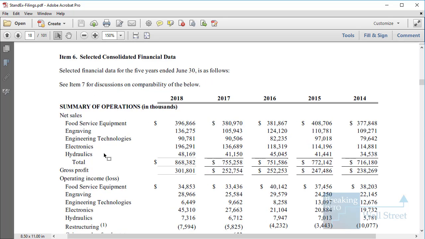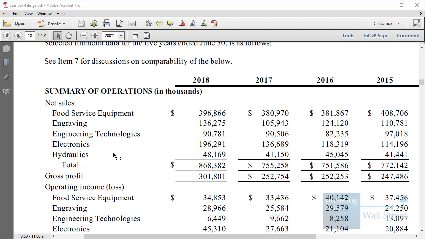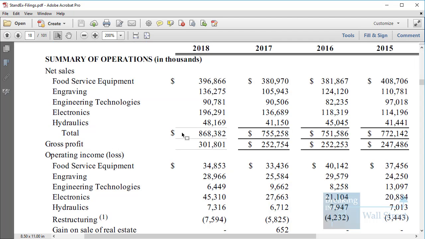So if you look at a summary of the company's operations, they have a food service equipment segment, an engraving segment, an engineering technology segment, and an electronics and hydraulics segment. 2 separate segments there, actually. And there are some that are bigger than others. The food service equipment one is the dominant segment, but it's not as if one segment has 90% of the company's revenue. It's more like maybe close to a 40 to 50% split for the food service equipment one. So we have quite a few segments here.